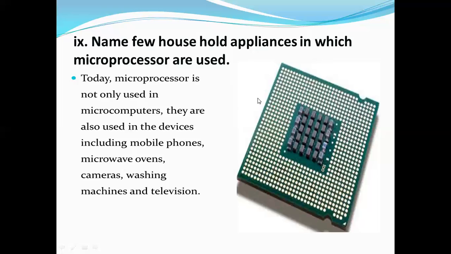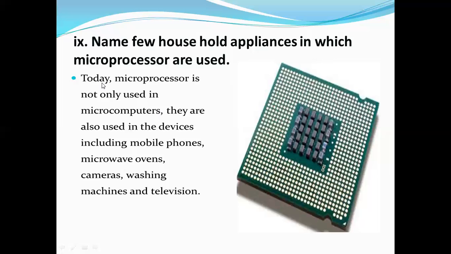So the question is, name a few household appliances in which microprocessors are used. Household means the devices we use in our daily routine, or the devices we are using in our home, called household appliances, in which a microprocessor is used. Today the microprocessor is not only used in the microcomputer. What a microcomputer is we will discuss in the next types of computer.